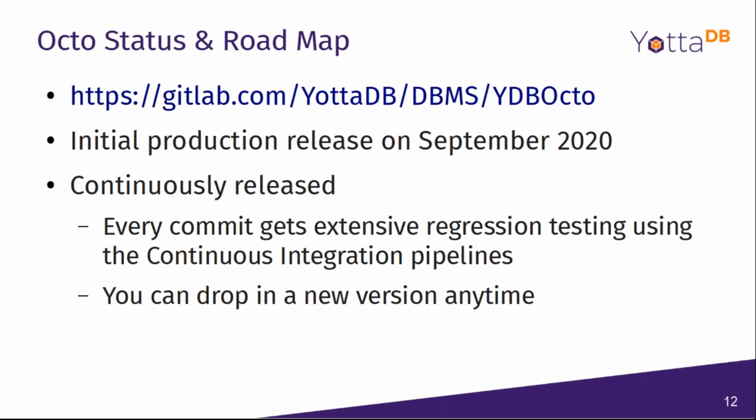In the early stages, we toyed around with having a release schedule similar to YottaDB, but what happened was the changes were very extensive every single time we made a new version, and we wanted it out to users very quickly. So what we've done is we've implemented continuous integration pipelines, and you could drop in a new version at any time. So it's basically continuously released, and we track the current version using Git hashes.